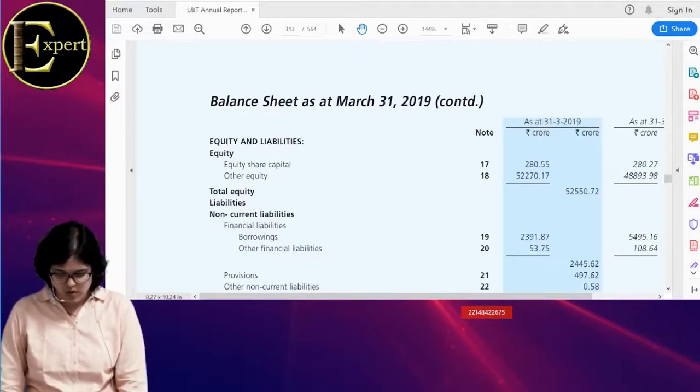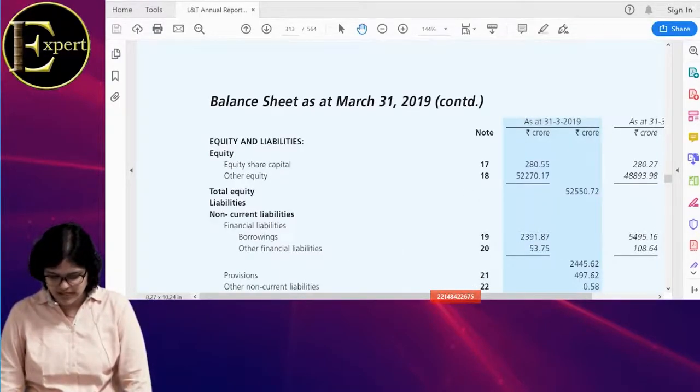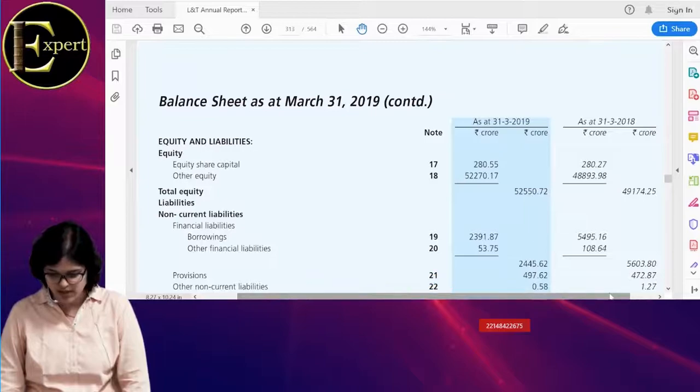So now if you check how much own funds L&T has, everyone tell me quickly. What is their total equity?